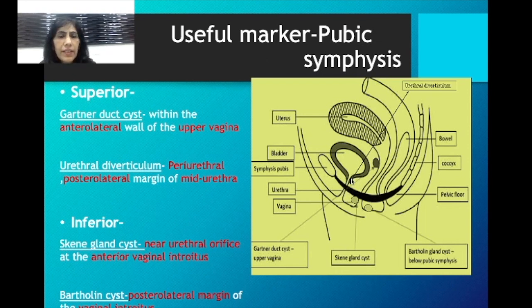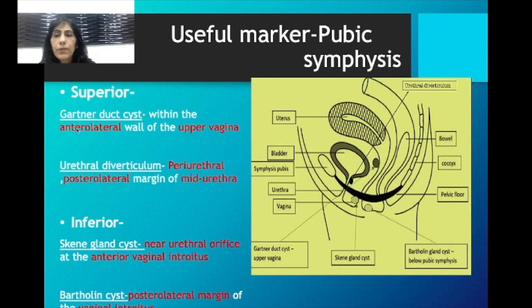If I see a lesion superior, what can superior lesions be? They can be a Gartner's duct cyst, which is in the upper vagina, or a urethral diverticulum. So two things are possible when we see a cystic area related to the vaginal area on ultrasound. If it is superior to the pubic symphysis, it can be a Gartner's duct cyst or a urethral diverticulum. How we will further differentiate, we will talk about again.